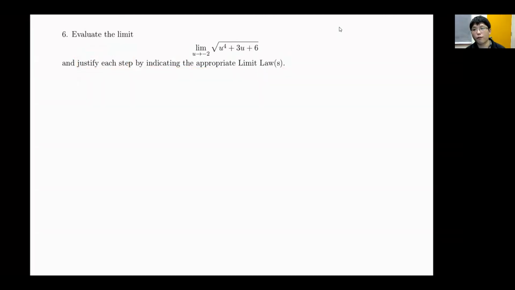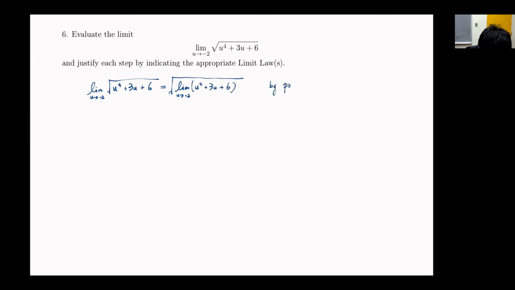So there are two ways of writing the full argument. And let me first use the textbook method. Okay, so to evaluate this limit, we need to first handle the square root outside. And we could switch the order of taking the square root and the limit and place the limit inside the square root. And for this, we need to use the power law.